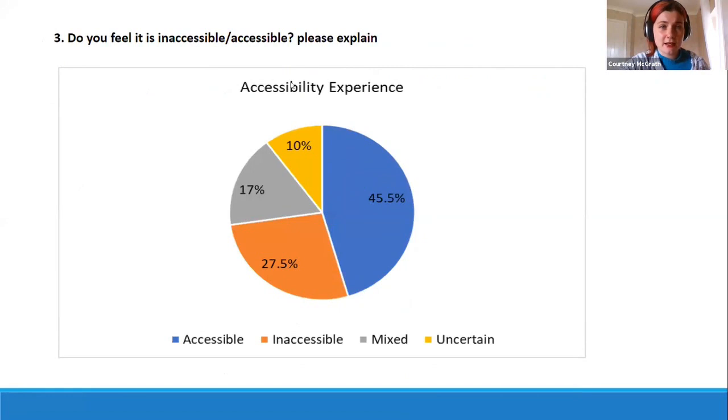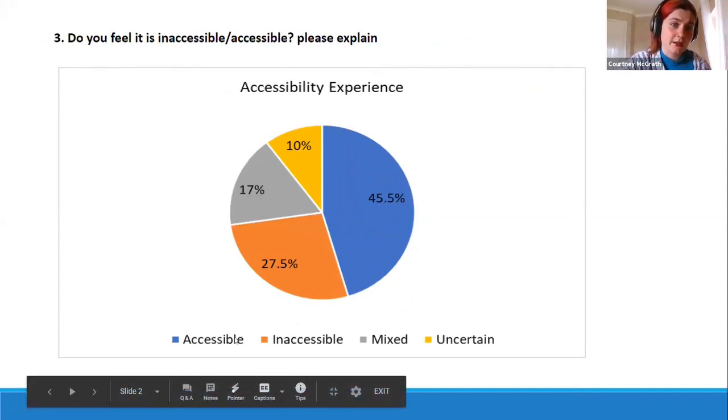So the second slide I have here is accessibility experience. 45.5% said that the online learning is accessible, and then 27.5% said it was inaccessible, and then 17% was mixed.